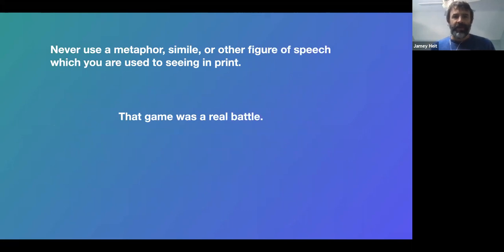The first rule, never use a metaphor, simile, or other figure of speech that you're used to seeing in print. A common mistake that happens stylistically is students will use metaphors that are just kind of out there in our culture. We're familiar with them, so we use them because everybody knows them. But Orwell's point is that when you do that, you actually can cause a problem, because if a metaphor is widely accepted, it's probably lost its original meaning to some degree.